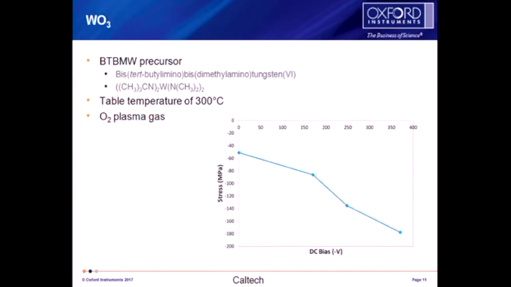Third example we have here is tungsten oxide, and this is BTBMW precursor at 300 degrees. The difference here is that we start with a compressive film and it progressively gets more compressive. So for me, this would be ruled out just because it is already starting at a negative value for stress and increasing. Therefore, you would not be able to tune it to be low stress, as this is the limit of where you can apply DC bias.